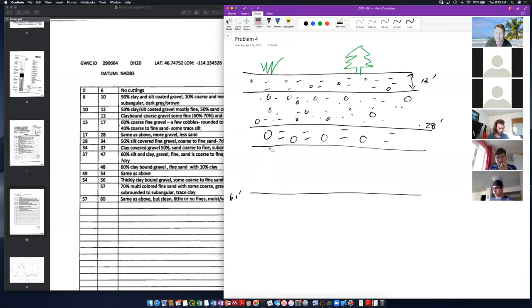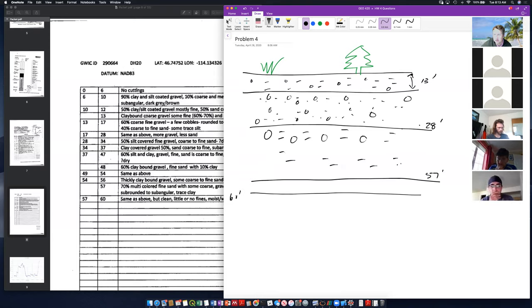So right here, I would probably actually just get rid of this one and come down here. So here's 57 feet. So here we're in clays and gravels. And then we're back into a sandy gravel. All right, so this is for one borehole.